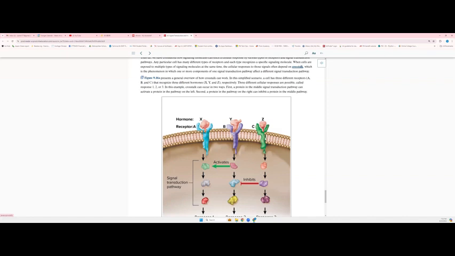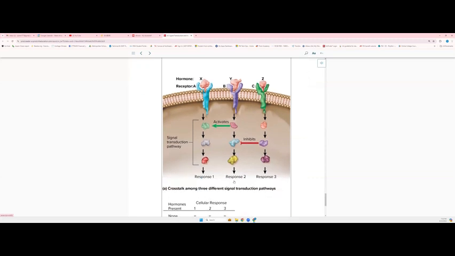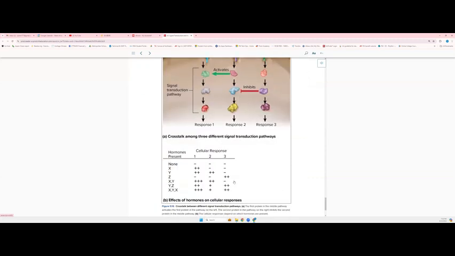For example, these 2 proteins were generated during the third pathway, but maybe this pathway can inhibit this protein. This protein is necessary for this pathway to go further, but with the generation of this protein, maybe it will inhibit it, and then pathway 2 will stop going. So that's called crosstalk.